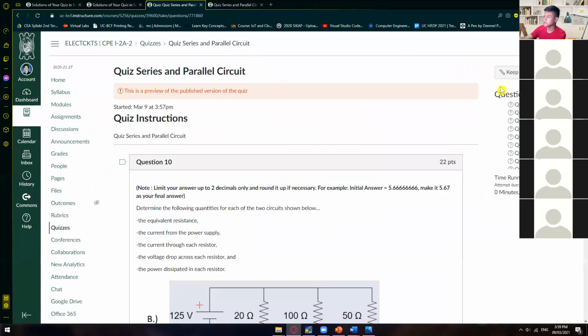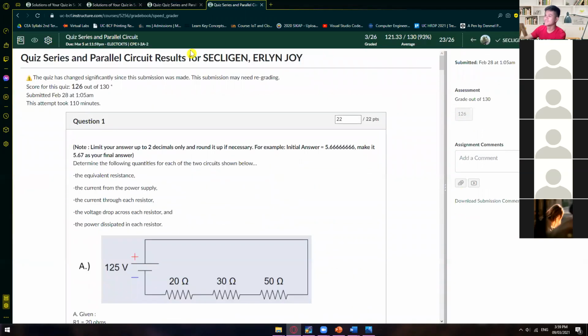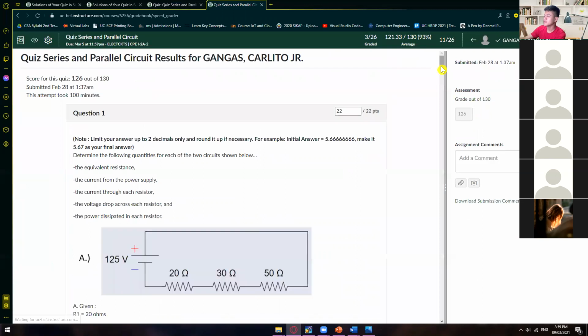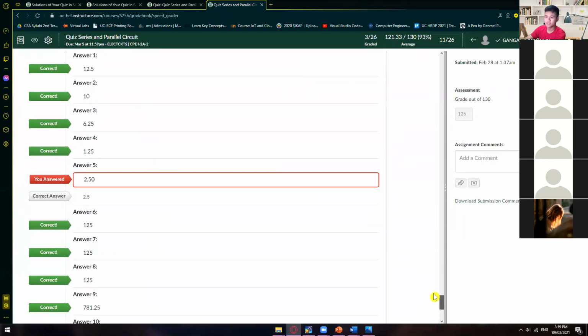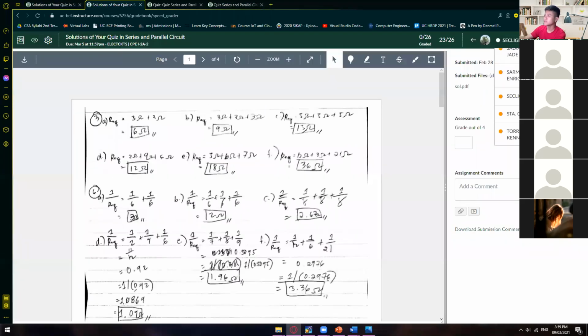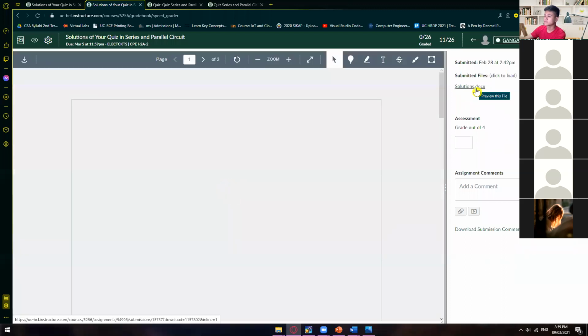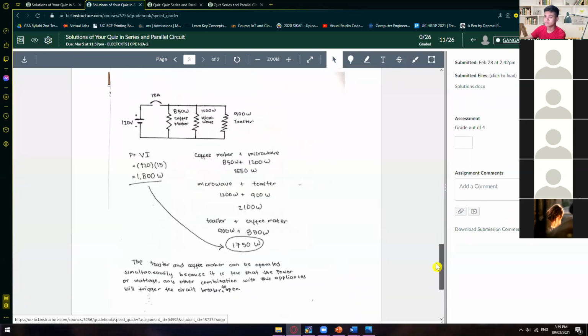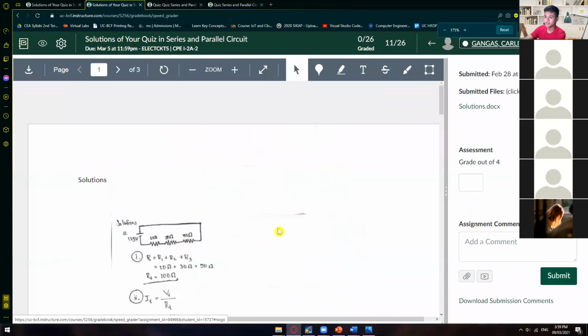Anyway, so let me just look for another better handwritten solution for me to be able to show. There you go. So Mr. Gangas also got a perfect score. I guess, yeah. 126 out of 30. So let's see his solution. All right, so I guess this one is a little bit better.